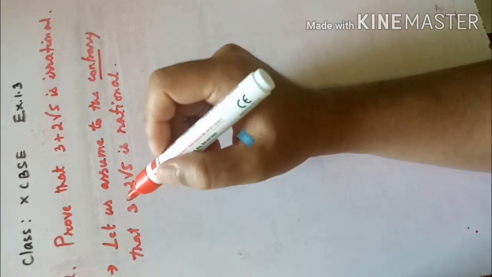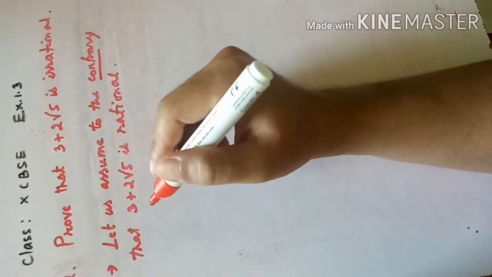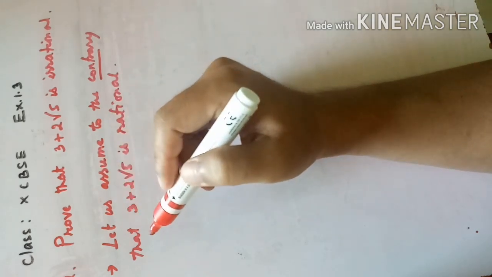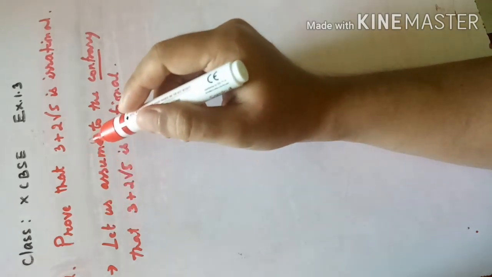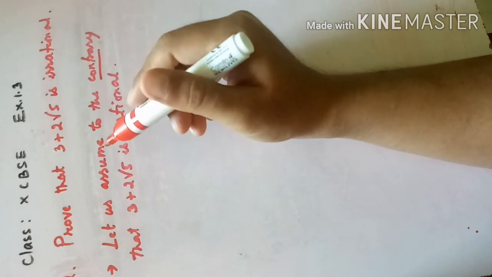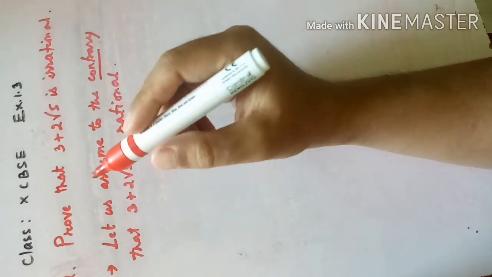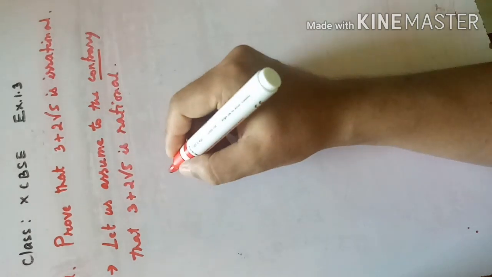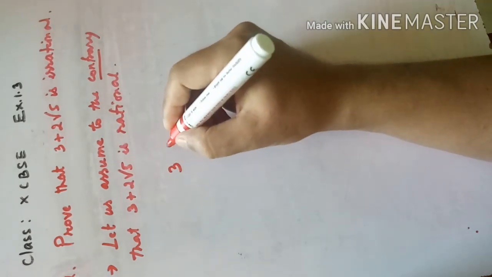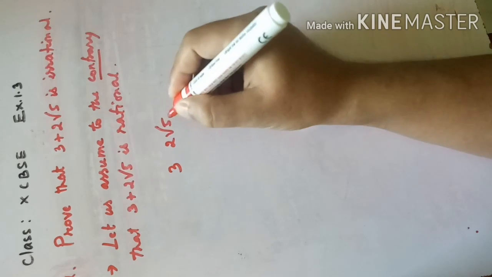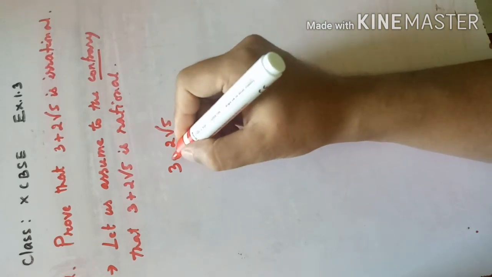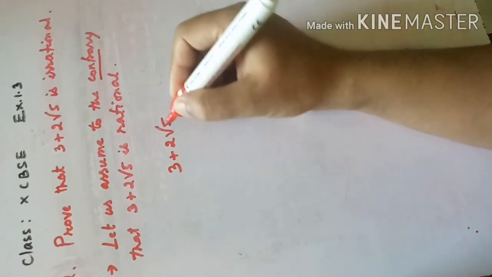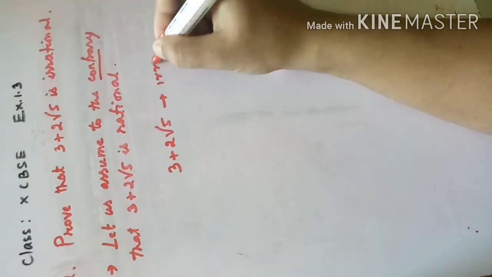Today in this video, we are going to discuss Class 10 CBSE exercise number 1.3, second question. The question is, prove that 3 plus 2 root 5 is irrational. As we already know, 3 is a rational number and 2 root 5 is an irrational number, and the sum of any rational number and irrational number will always be irrational.